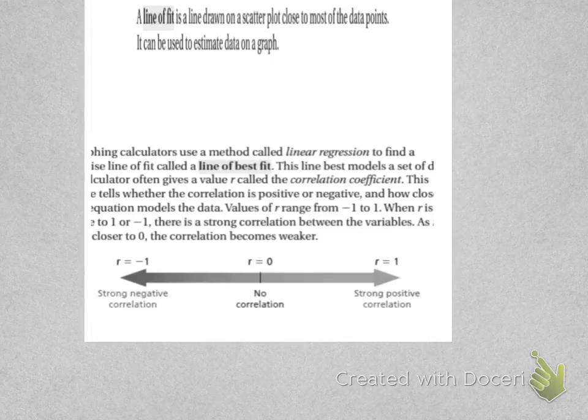Okay, now we're going to learn about the line of fit. On a scatter plot, the line of fit is drawn through most of the data points. The graphing calculators call it a linear regression to find the line of best fit. I will have the directions on how to use the graphing calculator at the end.